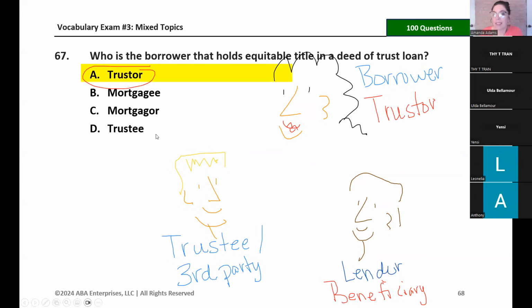Okay. I'll give you guys an easy way to remember it. Trustor has OR in it, right? It ends with OR. Borrower has OR. That's how I remember it. Okay. So the borrower is the trustor, the trustee is the 3rd party, and the lender is just called a beneficiary.